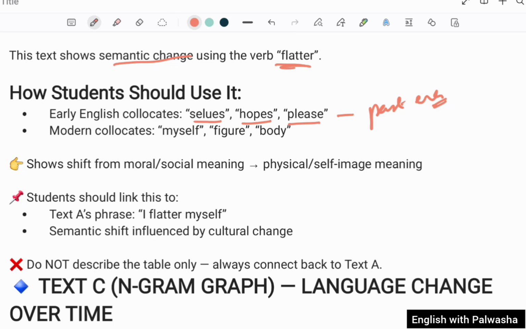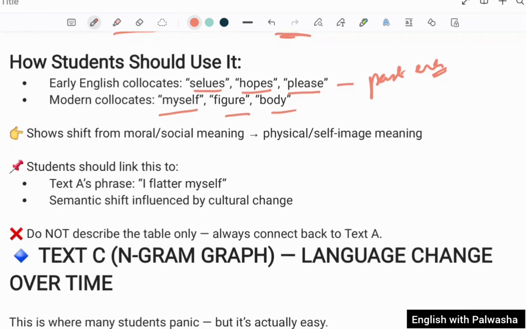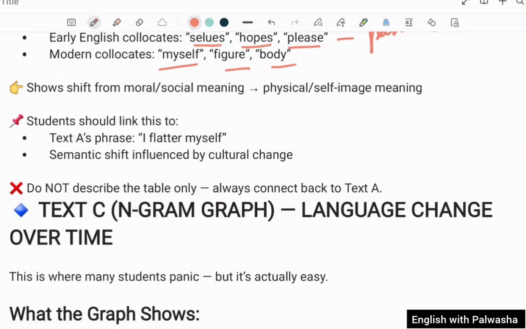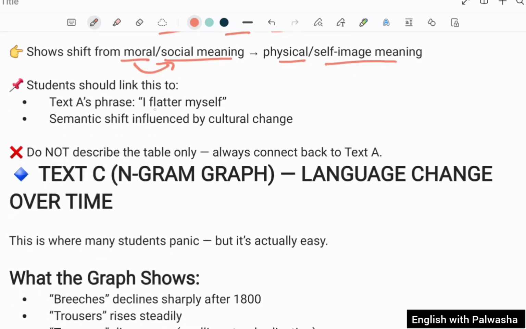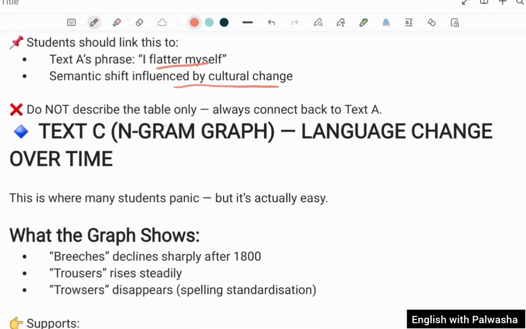But in the modern collocates, "myself", "figure", "body", some words are very clear, easy, and we are able to understand that. This shows the shift from moral to social meaning, right? Social media is all over, so it's a social era, you can say. Physical, self-image meaning. Students should link this to text A's phrase "I flatter myself", a semantic shift influenced by cultural change. Do not describe the table only, always connect back to text A.